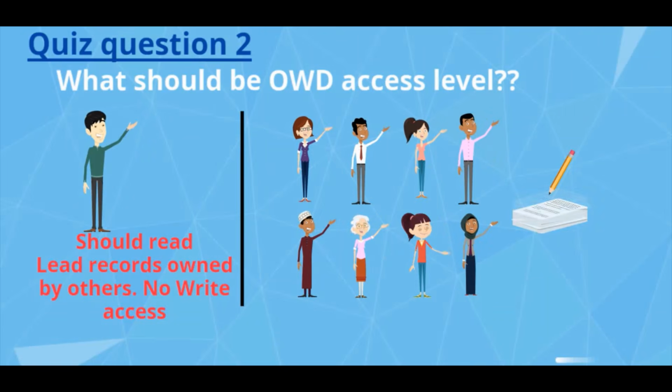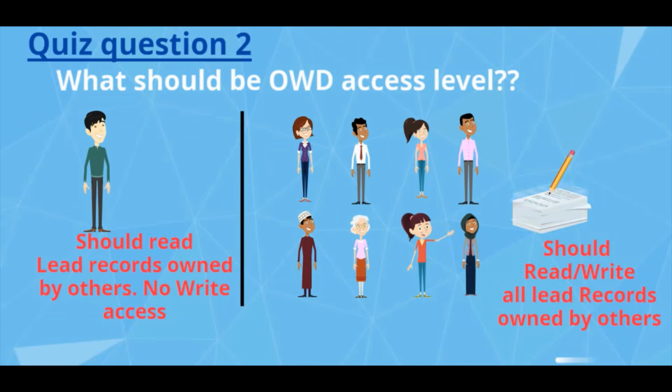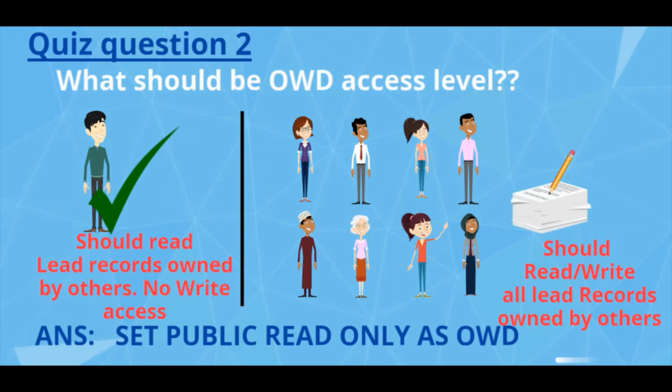Okay, another quiz question. What should be the OWD access level in this scenario? The first user says he should read records owned by others, but there shouldn't be any write access. The second set of users needs read and write access on all the records owned by others. The answer is public read only again.